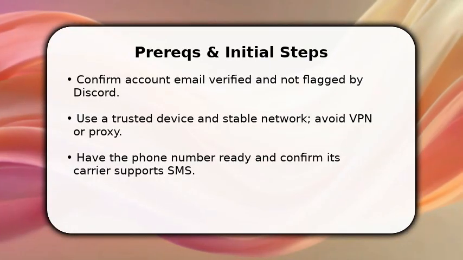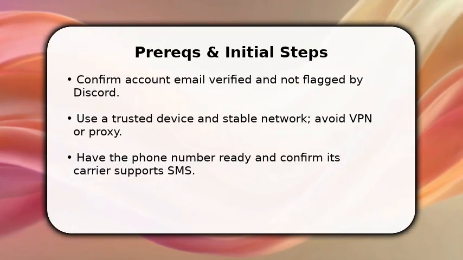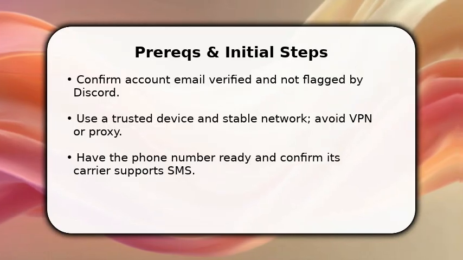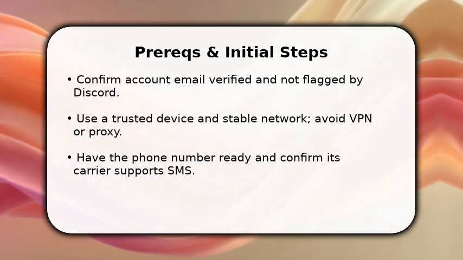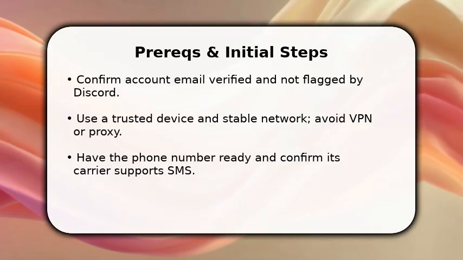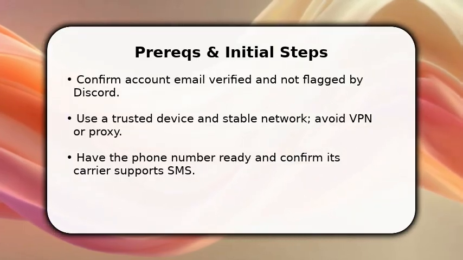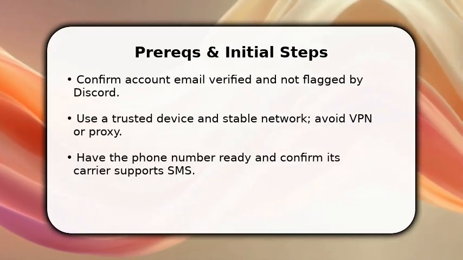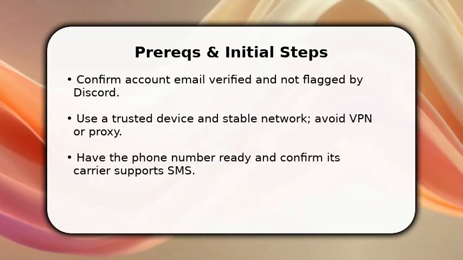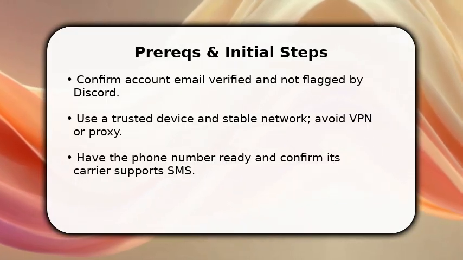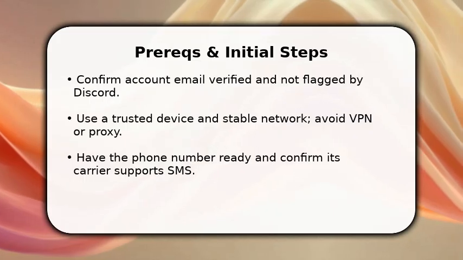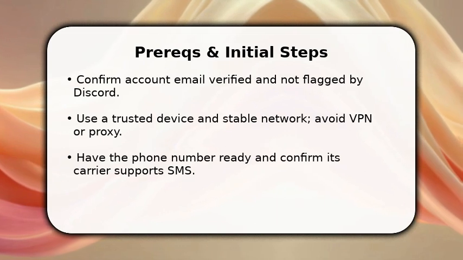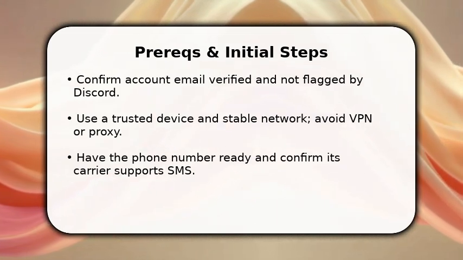You start by confirming the essentials. Make sure your Discord email is verified and the account has no recent suspensions, because Discord blocks numbers on flagged accounts. Once done, switch to a known device and disable VPN or proxies, since Discord blocks foreign or anonymized IPs. Then, verify the phone number with your carrier supports SMS and isn't VoIP. Begin in the Discord app settings My Account, so you can attempt adding the number immediately after these checks.